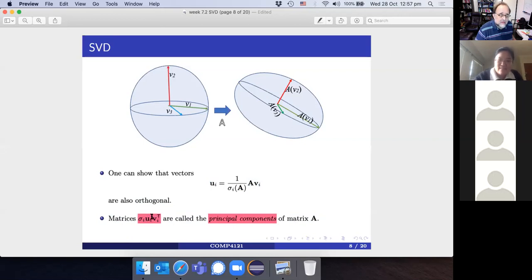Can you tell me, is this result, sigma i, ui, and vi transpose, a scalar value or a matrix? Forget the dimension for now. Never mind. Sigma i is a scalar value, right? It's just a singular value. ui is a vector.